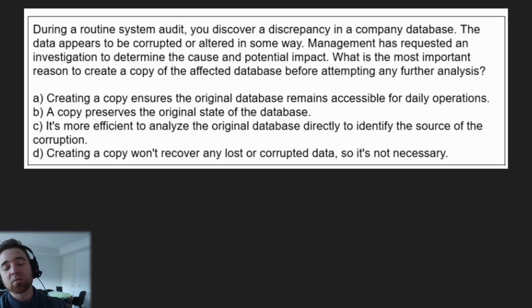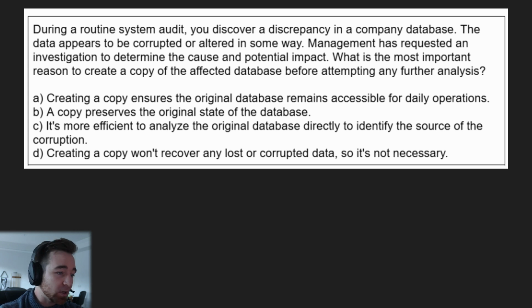Now we'll move on to the final question from exam objective 4, the final one. The question reads, during a routine system audit, you discover a discrepancy in a company database. The data appears to be corrupted or altered in some way. Management has requested an investigation to determine the cause and potential impact. What is the most important reason to create a copy of the affected database before attempting any further analysis?